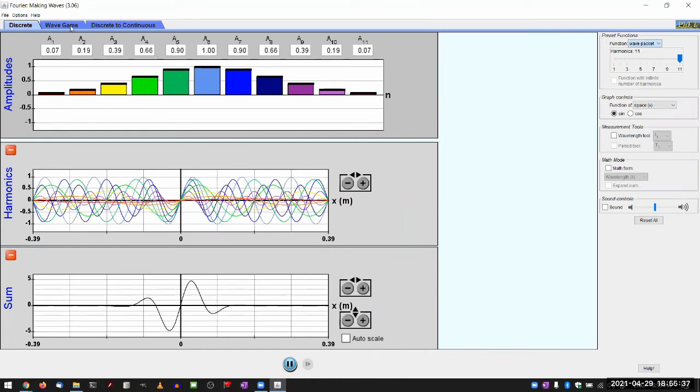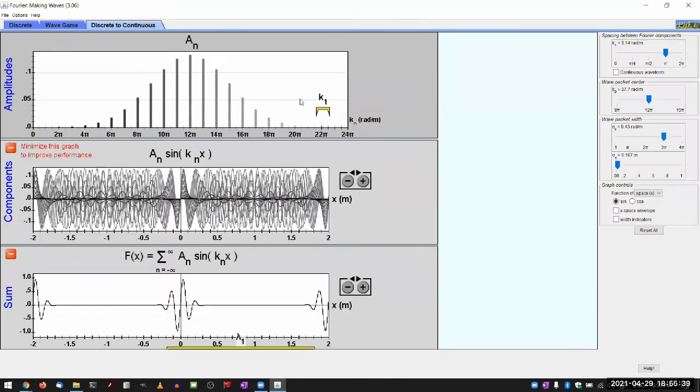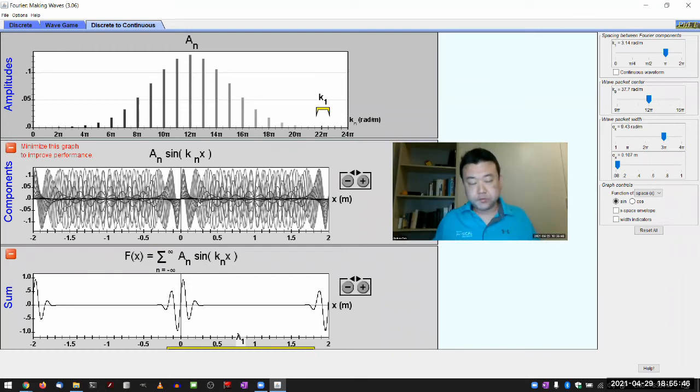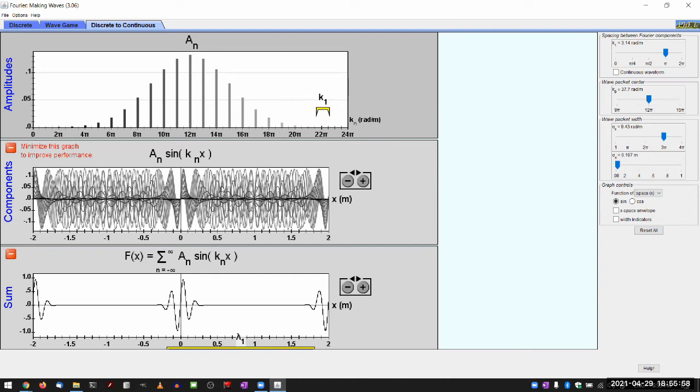And in this, I think the discrete to continuous tab is where you can really see how, in an attempt to localize a particle, to localize the wave packet, you must introduce uncertainty in wavelength. So let me show you here. This is some preset, and this is my wave packet.